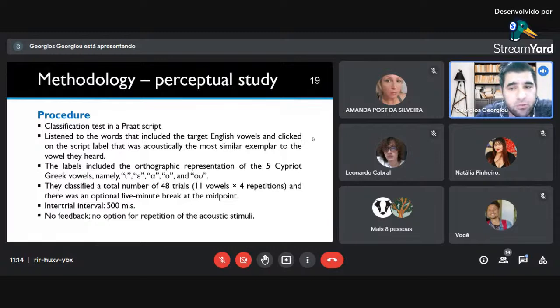They listened to the words that included the target English vowels and clicked on the script label that was acoustically the most similar exemplar to the vowel they heard. The labels included the orthographic representation of the 5 Cypriot Greek vowels. They classified 48 trials. The inter-trial interval was 500 milliseconds. They didn't receive any feedback, and there was no option for repetition of the acoustic stimuli.